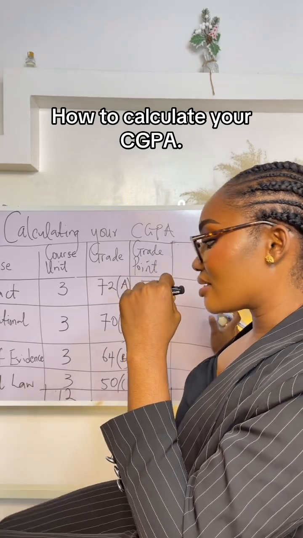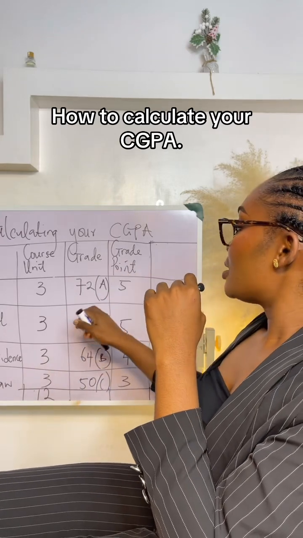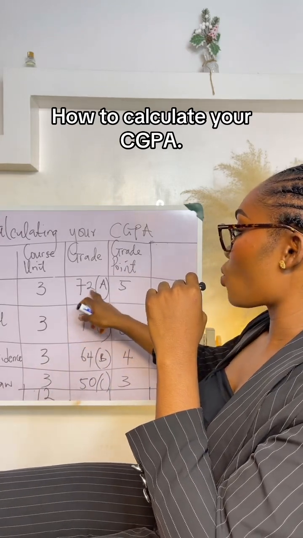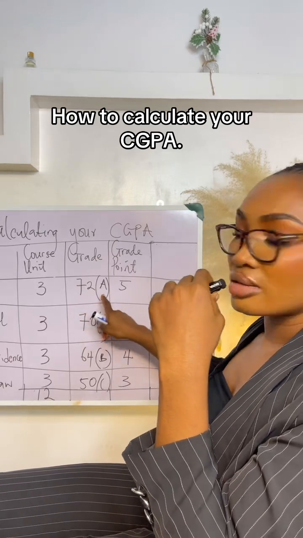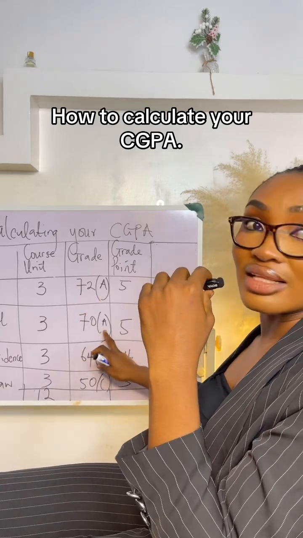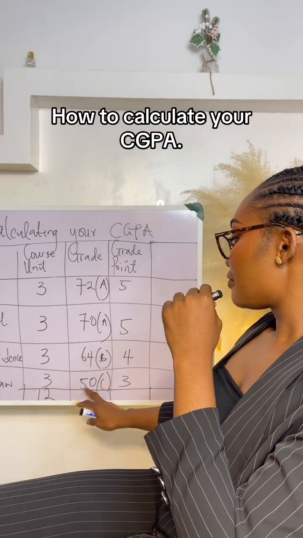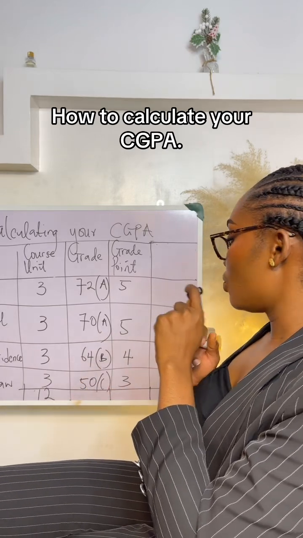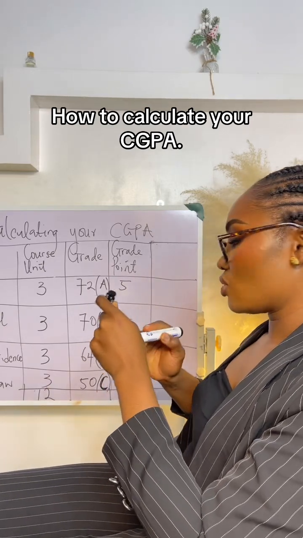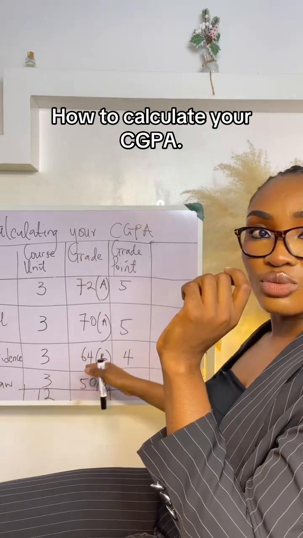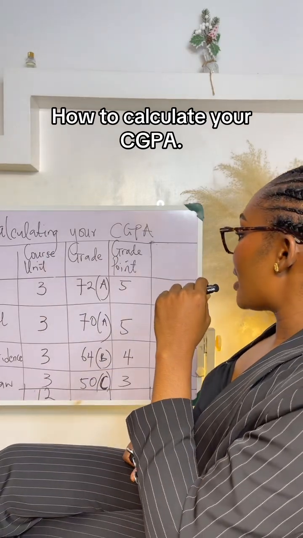Let's say after the exam, this student finished the exams and had 72 in law of contract, and the grade for 72 is A. Had 70 in constitutional law, which is an A, 64 in evidence, which is a B, and 50 in criminal law, which is a C. These ones, you give yourself for exams. Now the university gives you the grade.